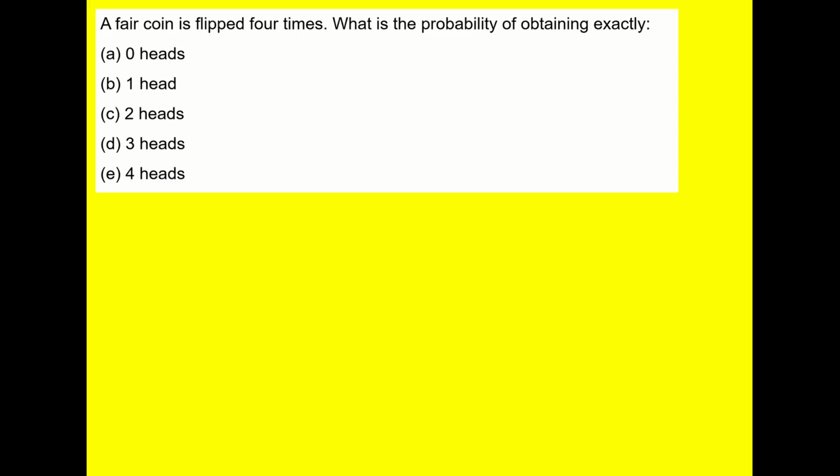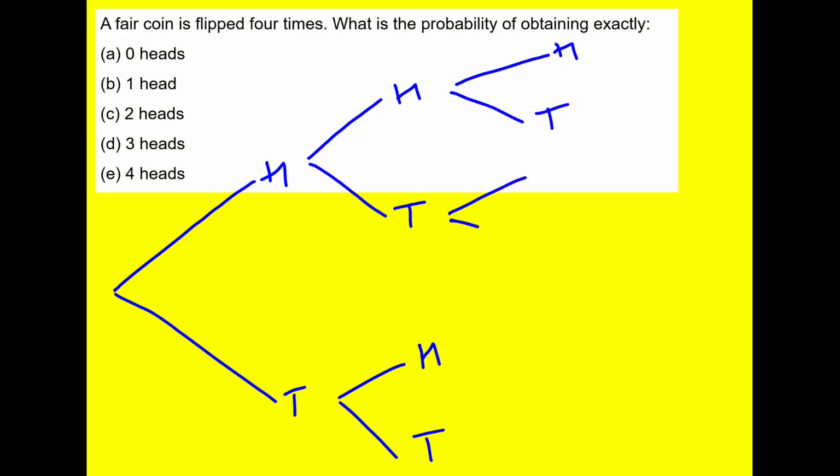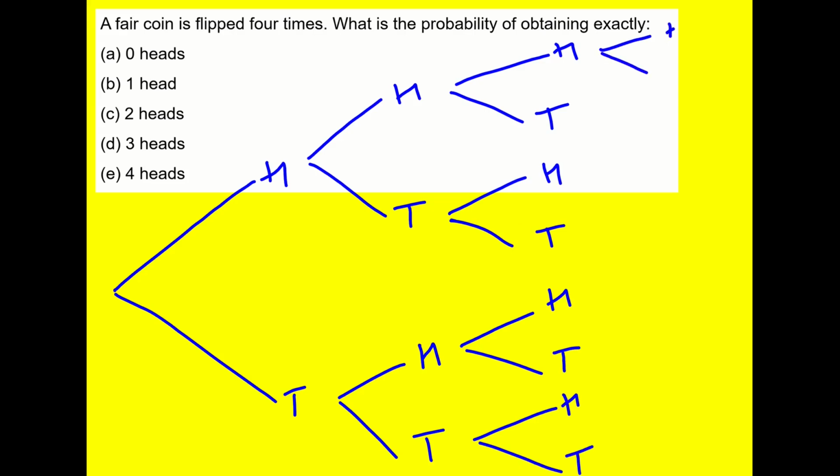Well, a good approach for this question is to draw a tree diagram. And I'm going to get 4 sets of branches. So I'm going to start it out by making it really wide. That's the first flip. Okay, second flip. Third flip. Fourth flip.